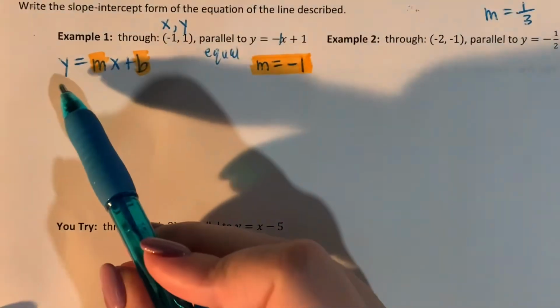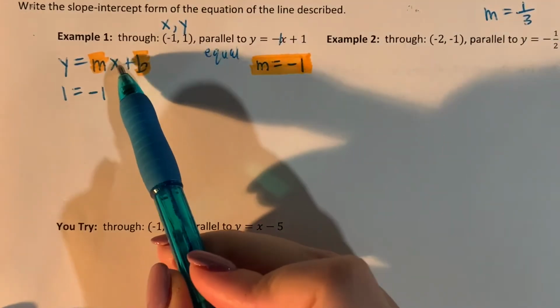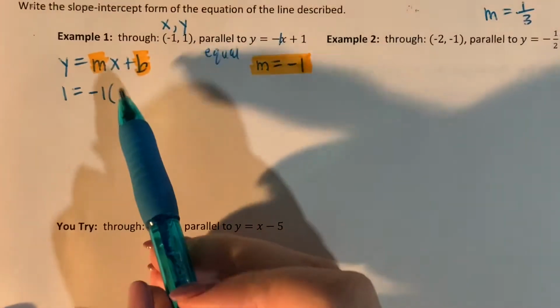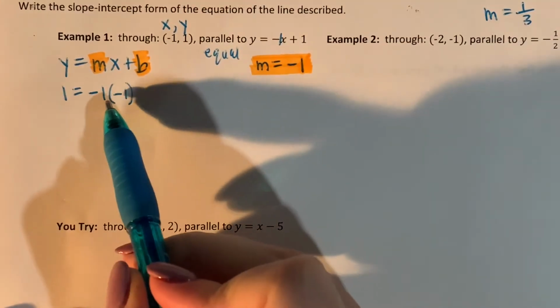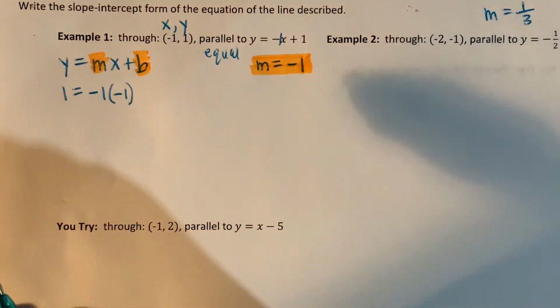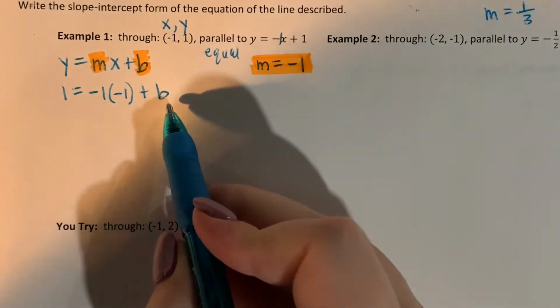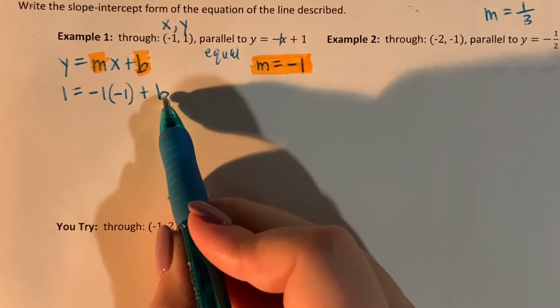So again, my y is coming from the ordered pair. Y is 1. My m, we said it was an equal slope, so it has to be negative 1. This is m times x, so negative 1 times our x value that comes from our ordered pair, which is negative 1. Notice, because this is multiplication, I did parentheses here, so negative 1 times negative 1 in this case. And then I have plus b at the end, which is good because that's our variable. The variable we're solving for here is b. We need to find our y-intercept, or our b.